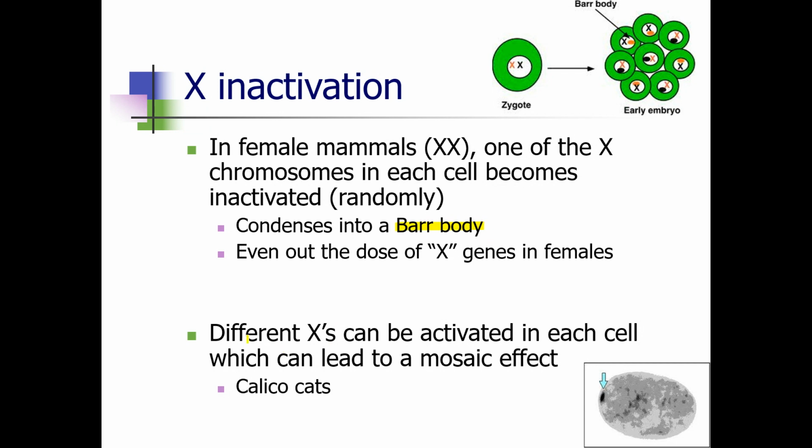Now, sometimes this could lead to what we call a mosaic effect. I don't really know of a lot of specific examples in humans, but this is what leads to the coloration in calico cats: because different genes are activated in different cells, you can see some different phenotypes that might be expressed together, and that's what leads to that coloration of those calicos. I did have a student tell me one time that they had a male calico, but typically if you see a calico cat, you know it's a female.